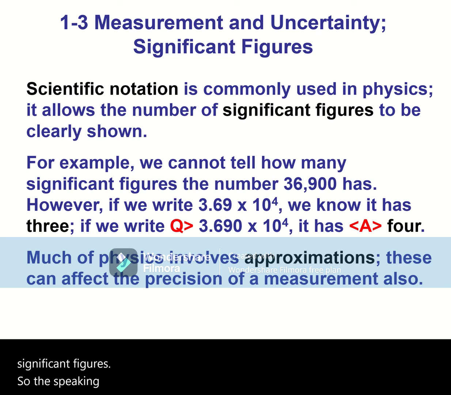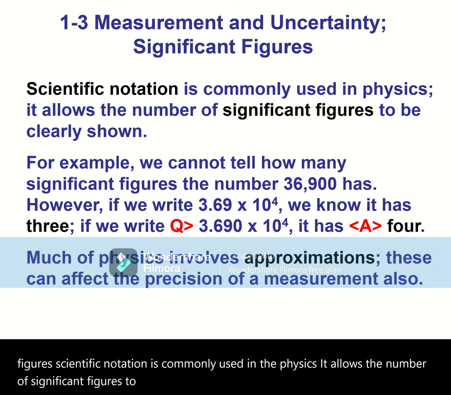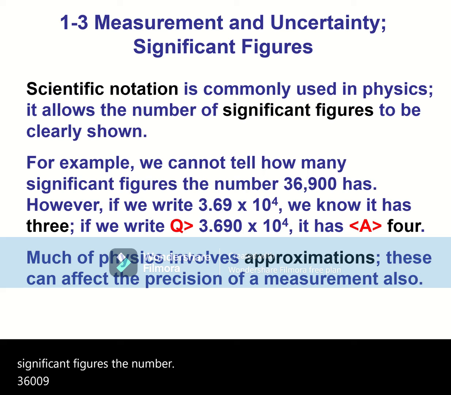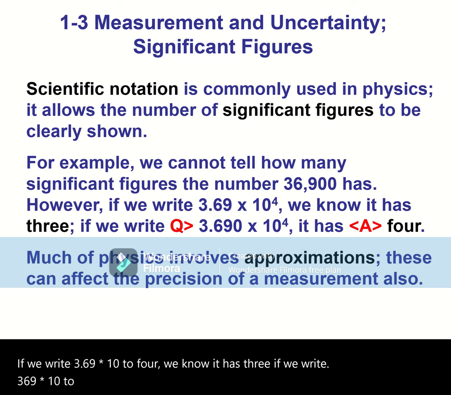Speaking of measurement and uncertainty regarding significant figures, scientific notation is commonly used in physics. It allows the number of significant figures to be clearly shown. For example, we cannot tell how many significant figures the number 36,900 has. However, if we write 3.69 times 10 to the 4, we know it has 3. If we write 3.690 times 10 to the 4, it has 4 significant figures.